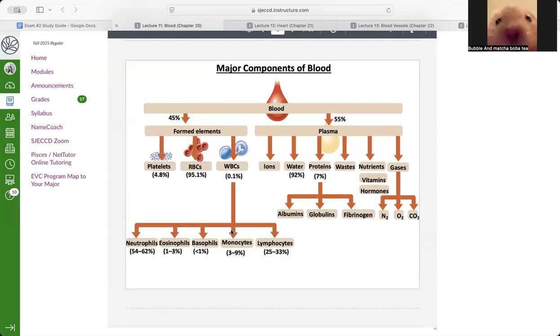As you can see, there are a lot of neutrophils and a lot of different types of white blood cells, but they only make up about 0.1%. So if you look at blood that has a little bit too many white blood cells, you might ask, what is going on?